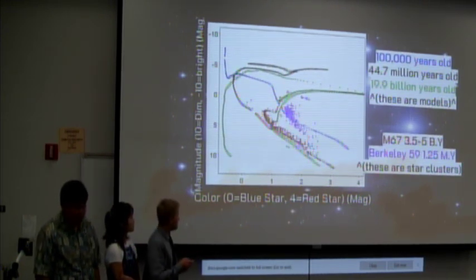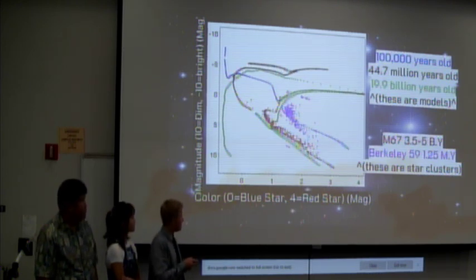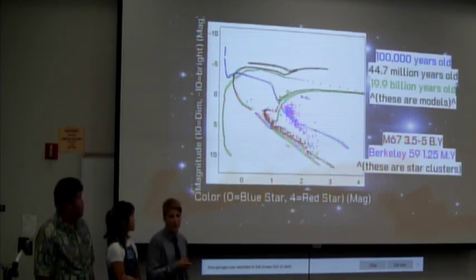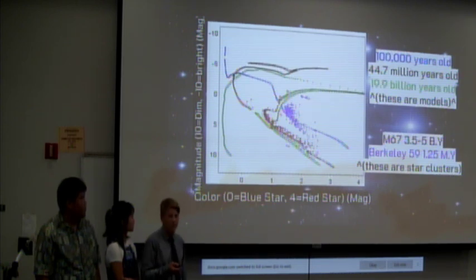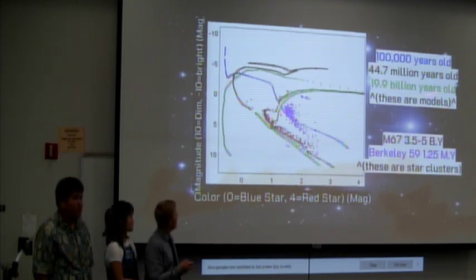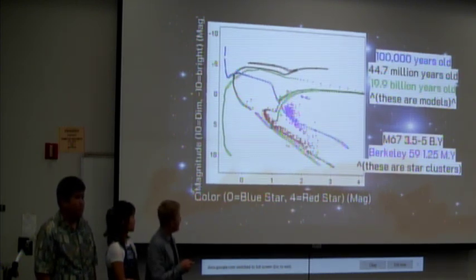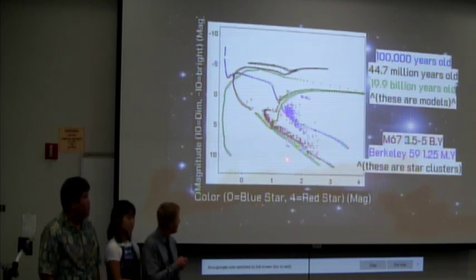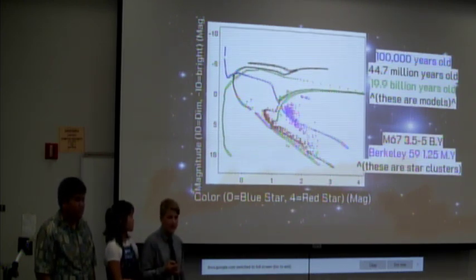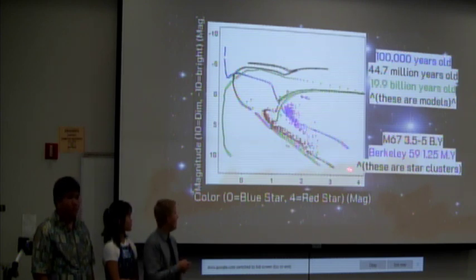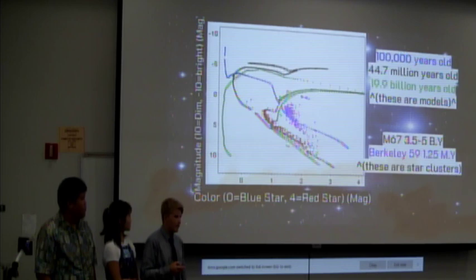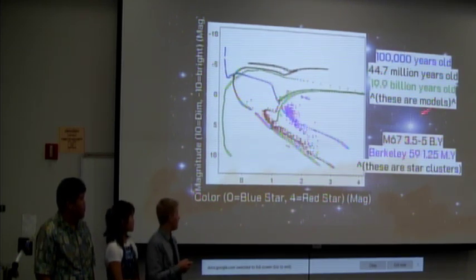So, and then these are the star clusters. So M67 is around 3.5 to 5 billion years old. So it would kind of follow the green isochrone, but since it's not exactly the same age, it's a little shifted, but it would be in the general area of the isochrone.